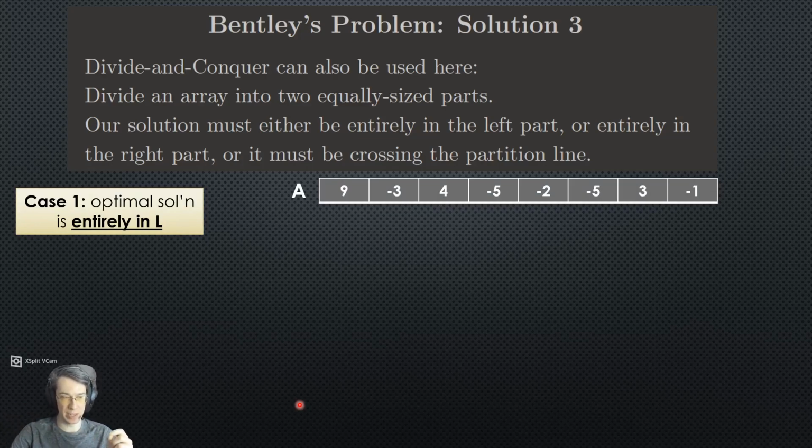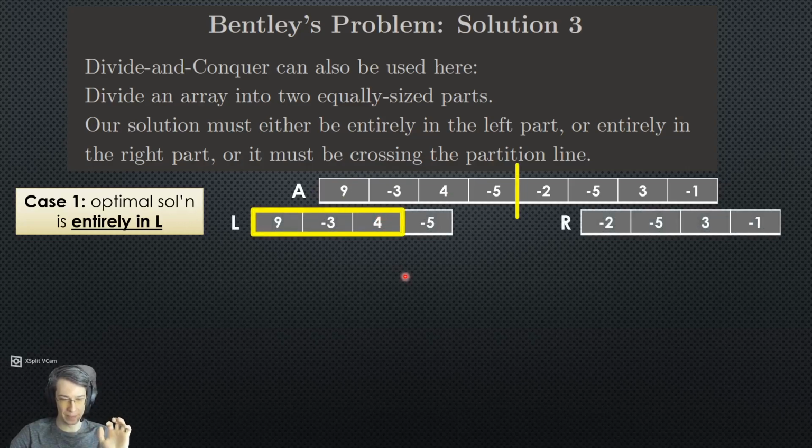So case one, if the optimal solution is entirely in the left half, as it is in this particular example, where you can see that the optimal solution is 9, minus 3, and 4. We're not going to make this solution any better by adding anything to the right because it's overwhelmingly negative, right? So 9, 3, negative 3, and 4, this 10 is the optimal solution. It's right there in the left half, okay?